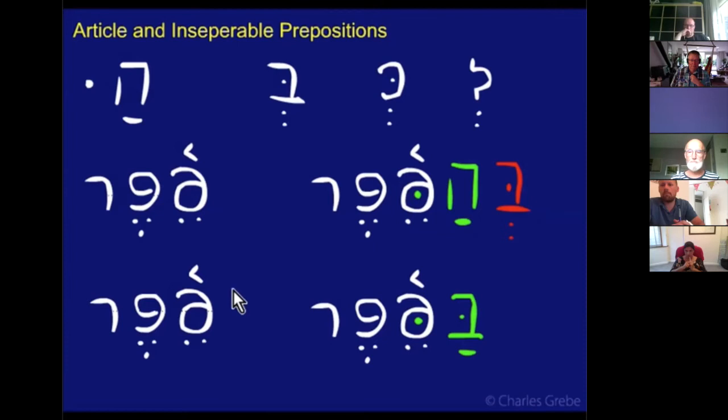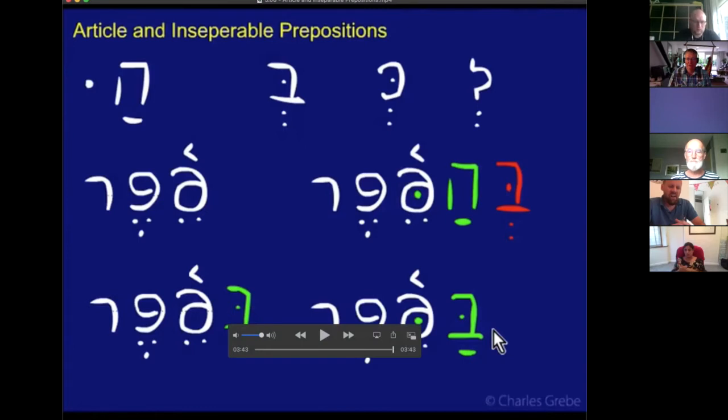Now without it, just to be complete here, without the article, it would look like this. Ba-sefer. No dagesh forte, and you'd have the shava. So in terms of pronunciation, ha-sefer, ba-sefer, ka-sefer, la-sefer. That's what's going on. Pretty straightforward, really. Okay. Any questions about this lesson? Very straightforward.